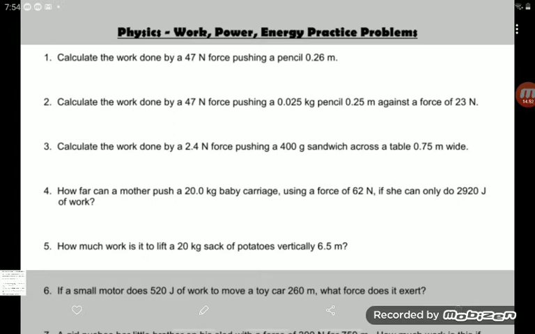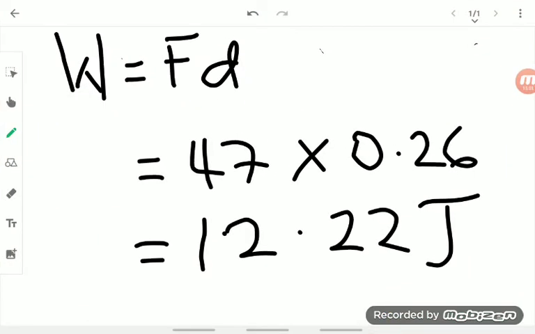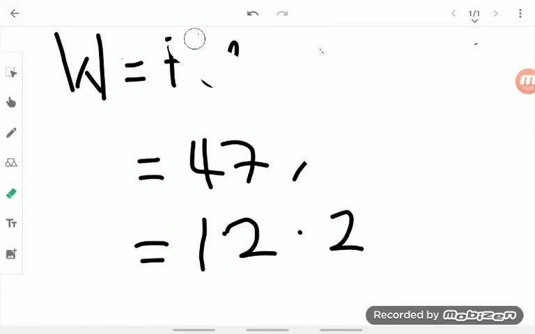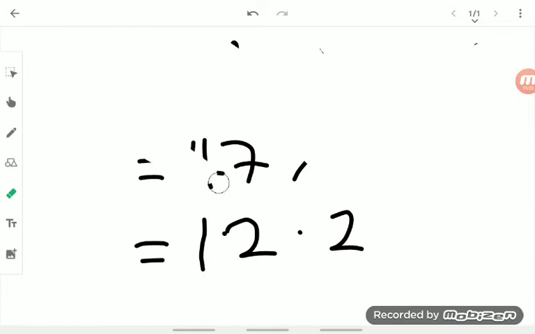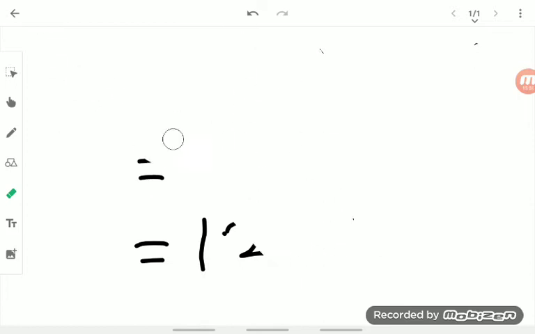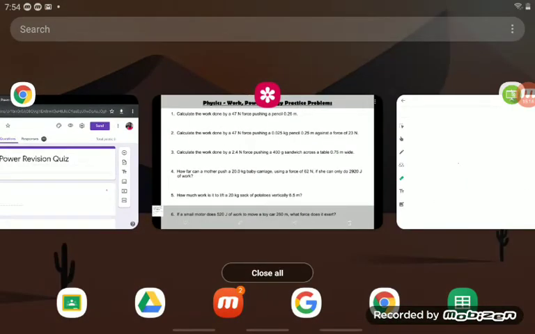Next one says calculate the work done by a 47 Newton force pushing a 0.025 kilogram pencil 0.25 meters against a force of 23 newtons. So this one is a little bit more tricky. So let's break it down to make sure that we understand what's going on. So we're still finding work. We know that work is force times distance, but now we're given a little bit more information to work with, so we should be able to figure this out.